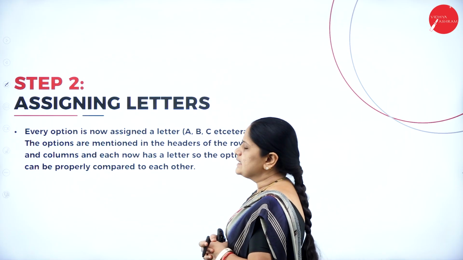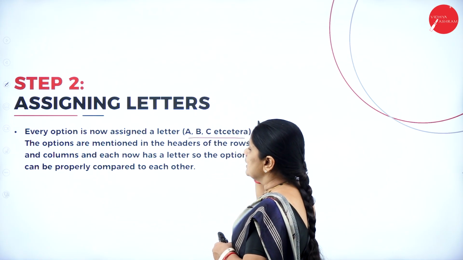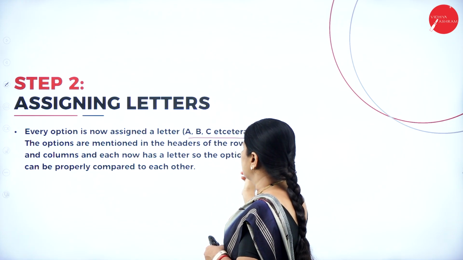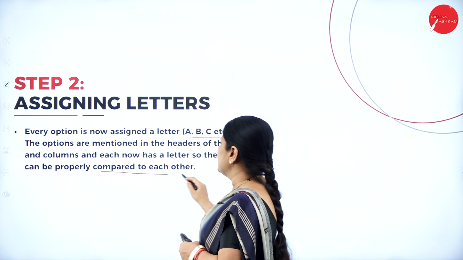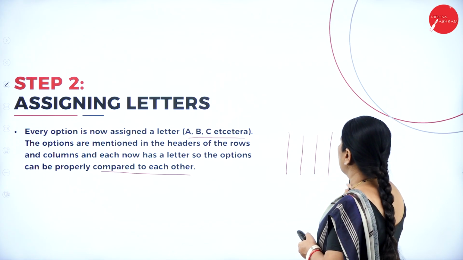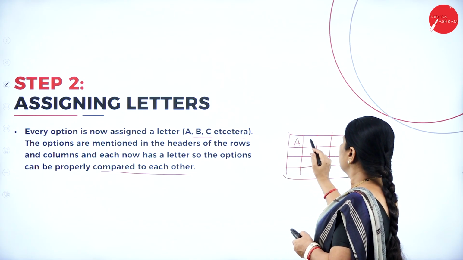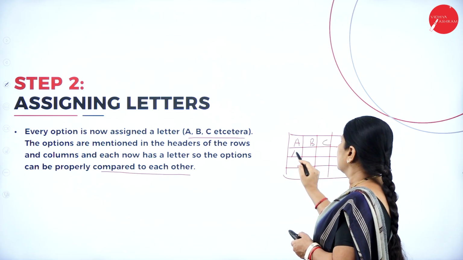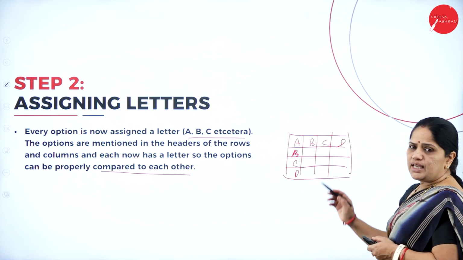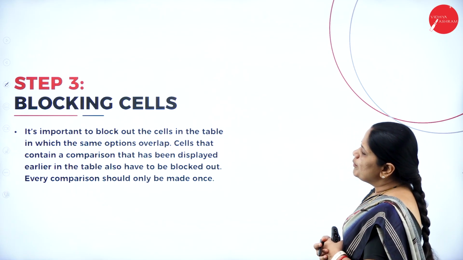Then, assigning the letters. Every option is now assigned a letter: A, B, C, etc. The options are mentioned in the headers of the rows and columns, and each now has a letter so that the options can be properly compared to each other. So when we have these 4 options, we have 4 columns and 4 rows, with A, B, C, D, and again A, B, C, D. In this way we can write the letters for each row and column and compare them with each other.